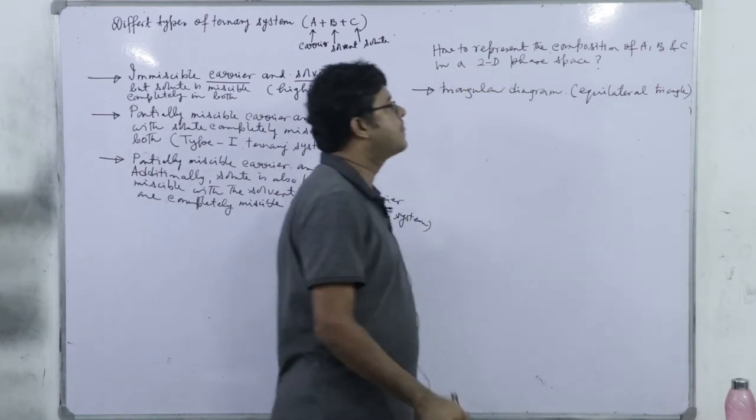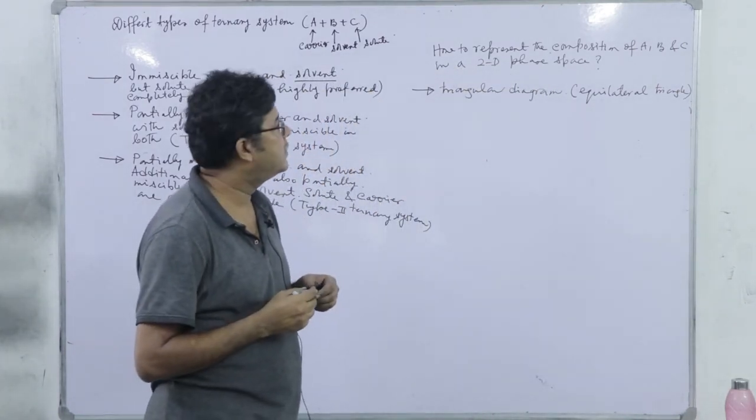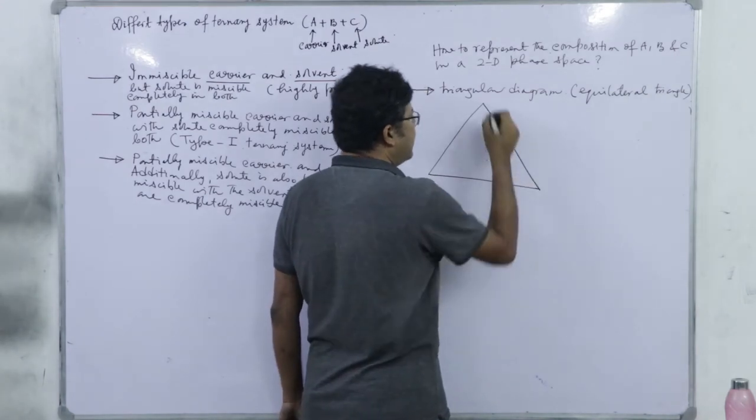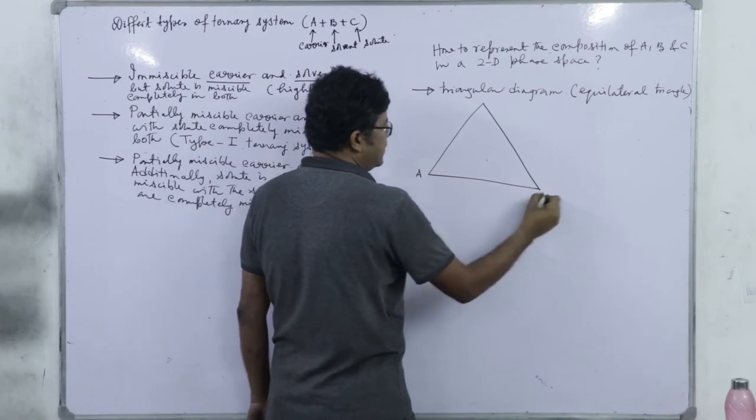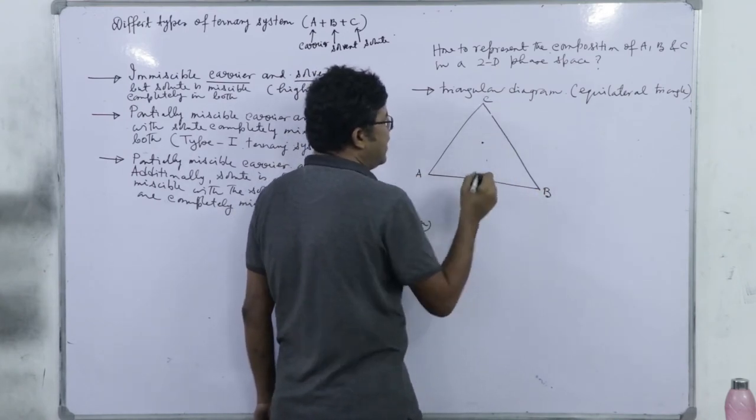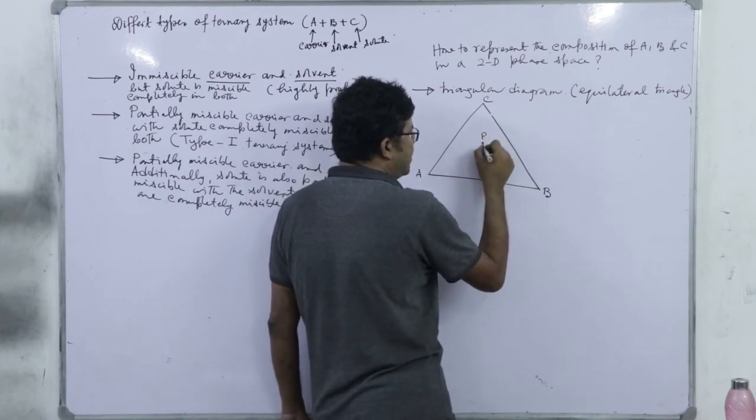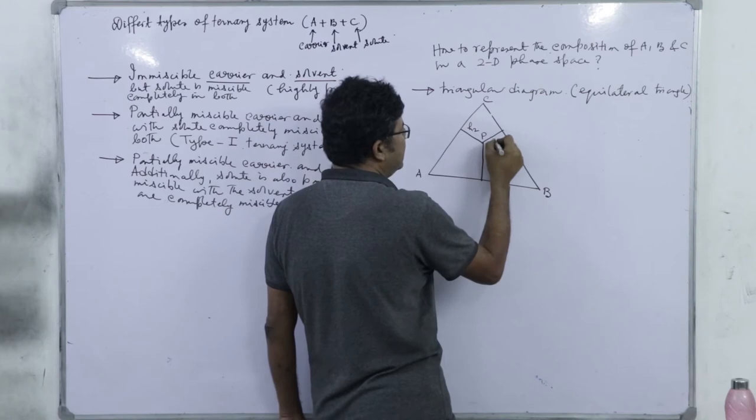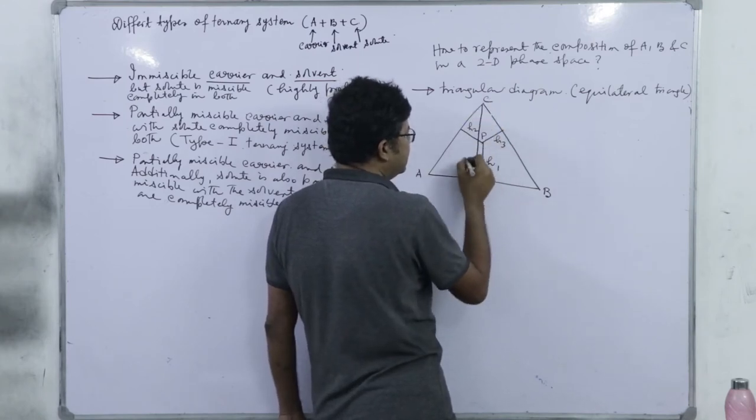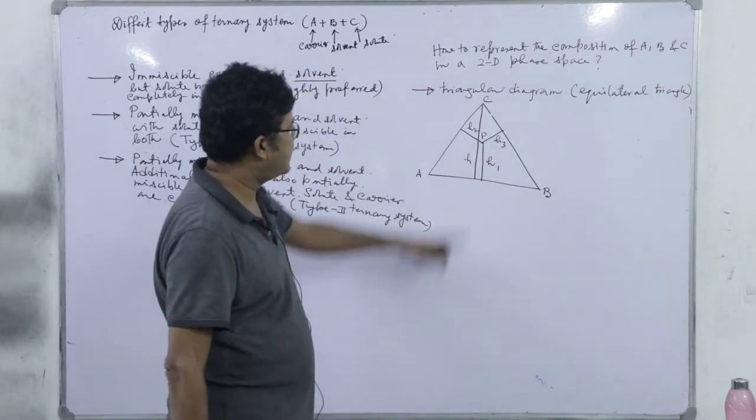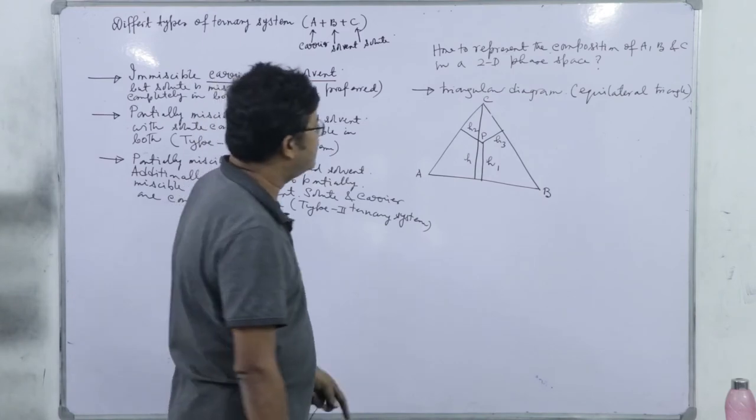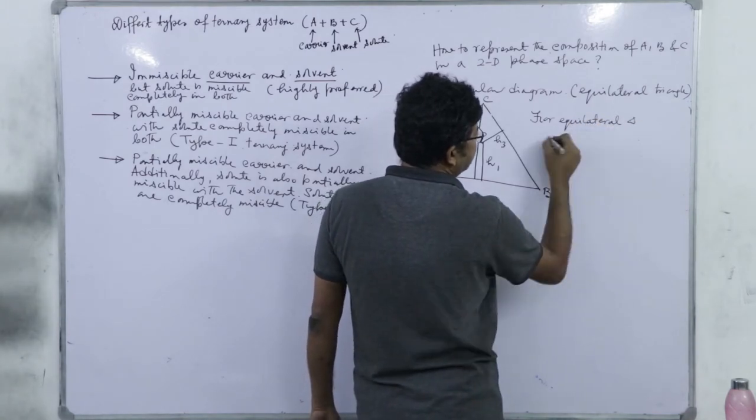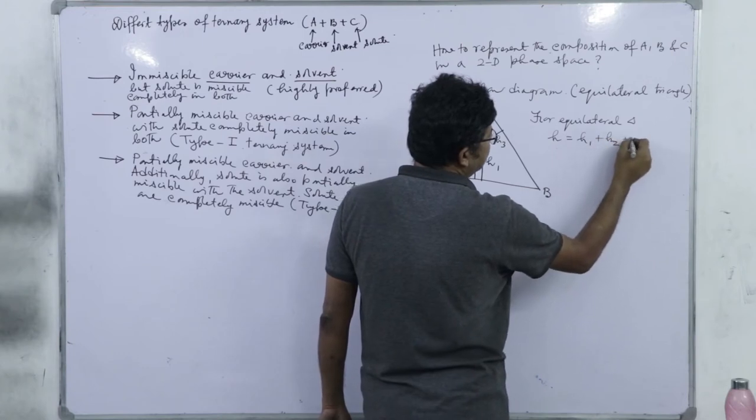What is the reason? See, we have got three components, right? So in an equilateral triangle, what is the property? You just try to understand. This is A, this is B, this is C. Now, if I have any point, say P, and I drop perpendiculars on the three sides, let's say this is H1, this is H2 and this is H3, and the height or median height of the equilateral triangle is H. So we know for an equilateral triangle, H is equal to H1 plus H2 plus H3.